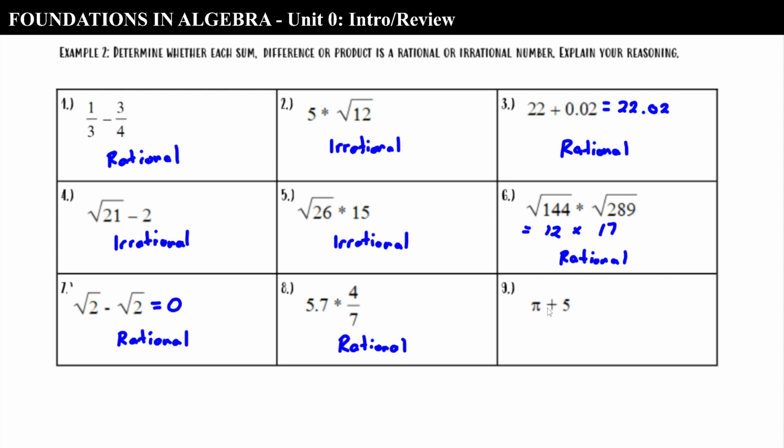And then finally, pi plus 5. If we have 3.1415 and so on repeating, and we add 5 to it, then we just end up with 8.1415 and so on repeating. So therefore, we still have an irrational in this case.